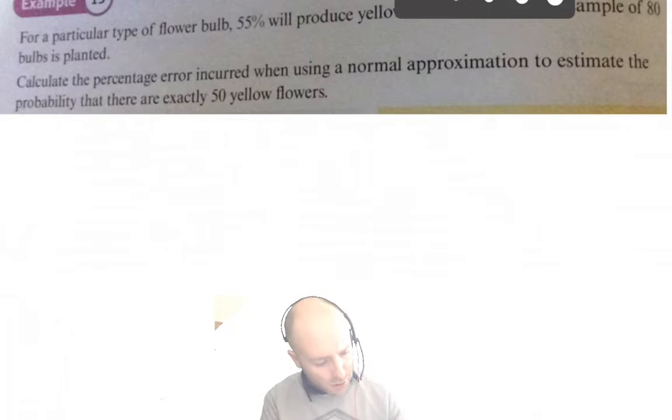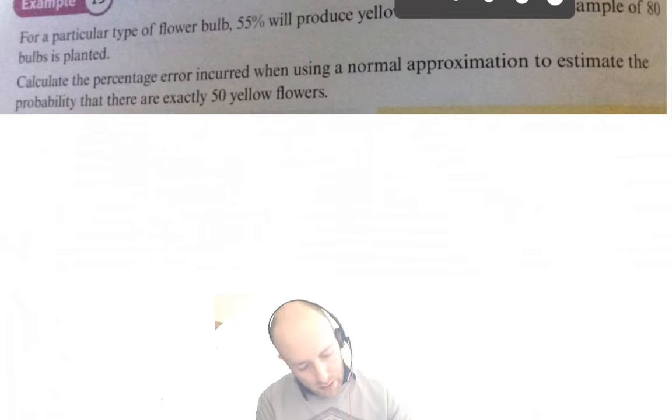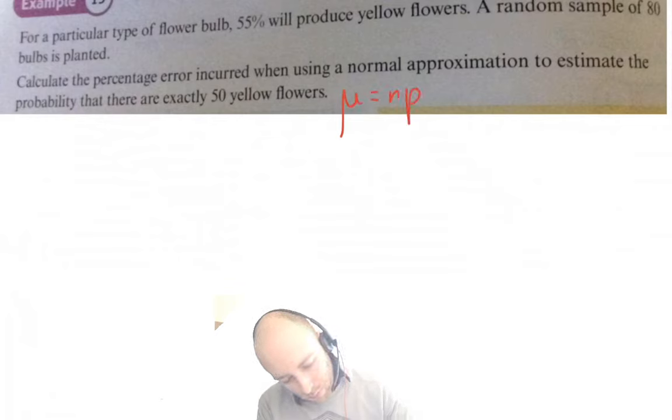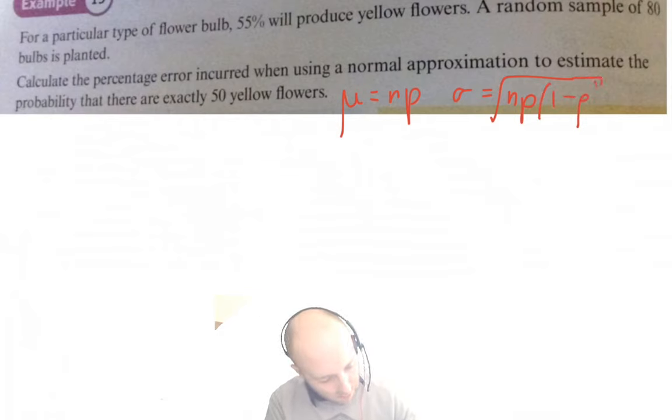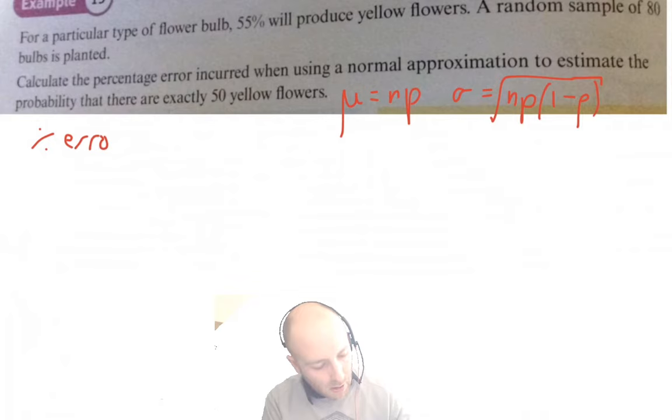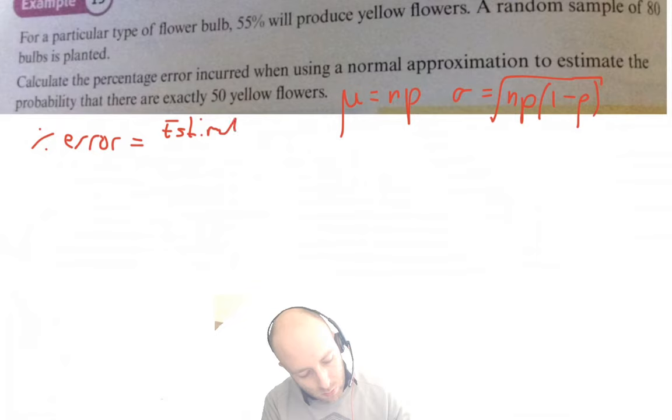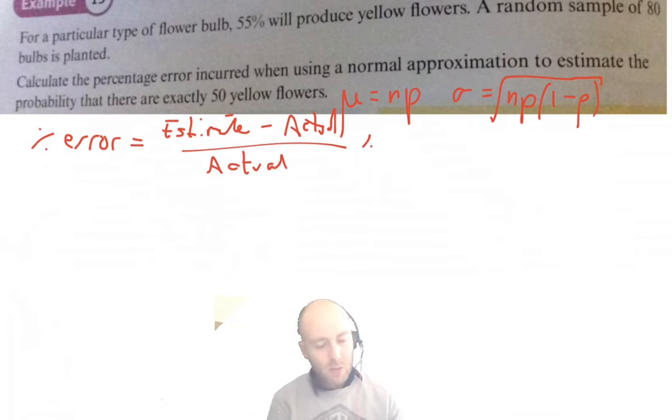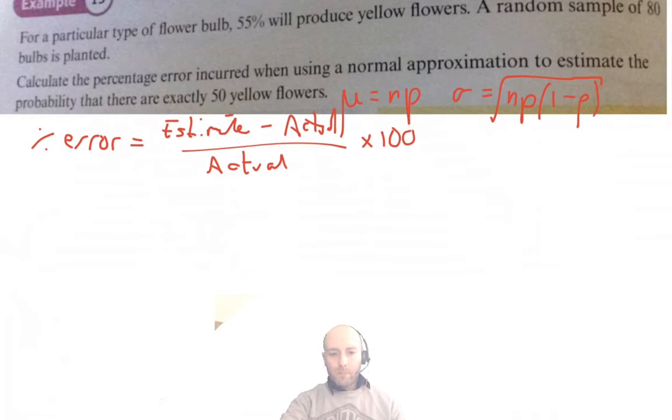So you're going to need some equations. We've got then mu equals np, sigma equals root npq, and also percentage error equals estimate take actual over actual times 100. So if you guys give this a go, I'm going to give you 5 minutes to do this one. Comment if you get stuck and I will give you some hints. Cool, thank you.